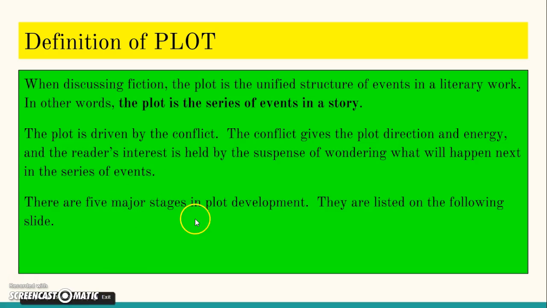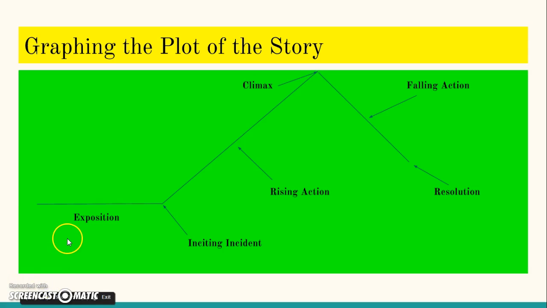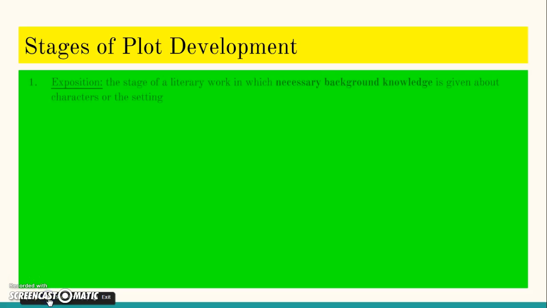Now, there are 5 major stages of plot development, and they're going to be listed on the following slide. First, you have exposition. This is basically the introduction to the story. You have the inciting incident, the rising action, the climax, and then the resolution. And within the resolution, you have the falling action. So the 5 major stages are exposition, inciting incident, rising action, climax, and resolution. Within the resolution, again, is the falling action. So we'll do a little bit of a description of them. Here are the stages.